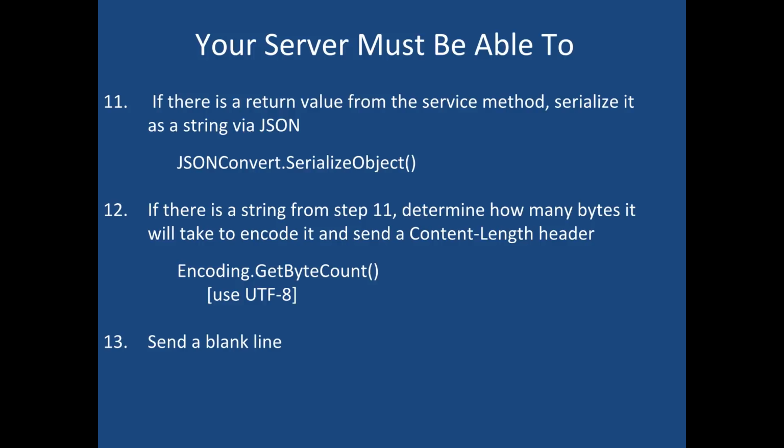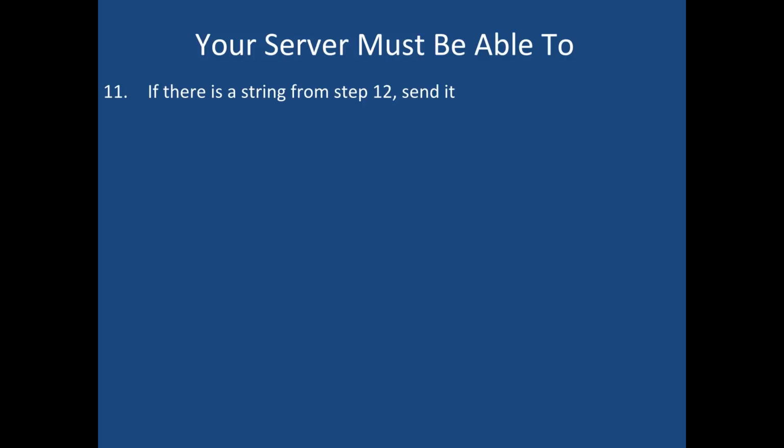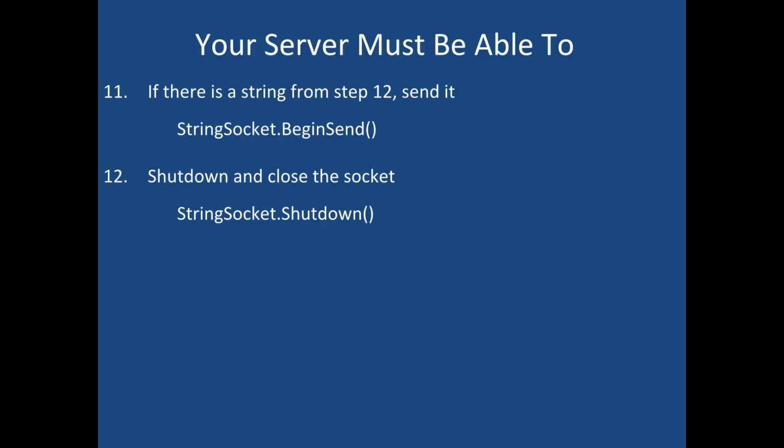Okay. Then you've sent all the headers out. Now you send a blank line out. Then you need to send the string. So you've got your serialized string. You just send it out the string socket, and it will get encoded into the right number of bytes. Then you're done with the string socket, so you shut it down.